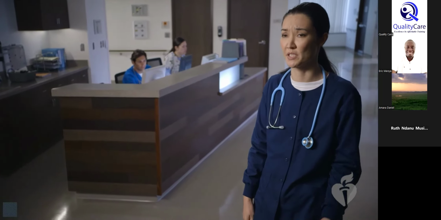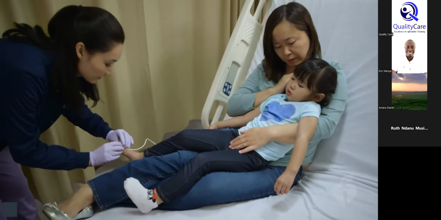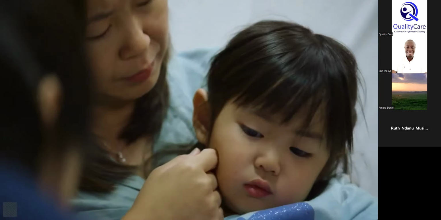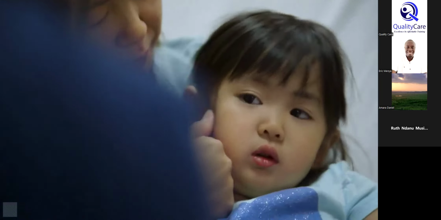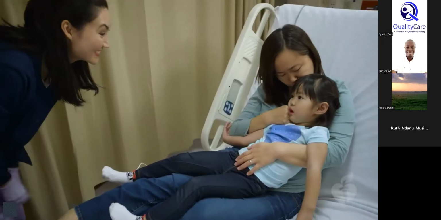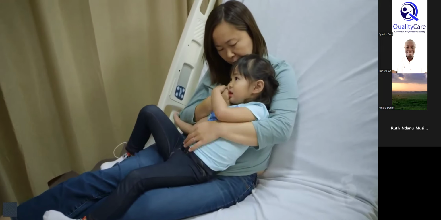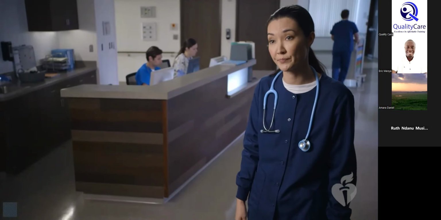Intervening can be as simple as positioning the child. For infants and young children, the best position might be in the arms of the parent or caregiver. Allowing the child to remain in a comfortable position often decreases the child's anxiety and subsequent work of breathing.